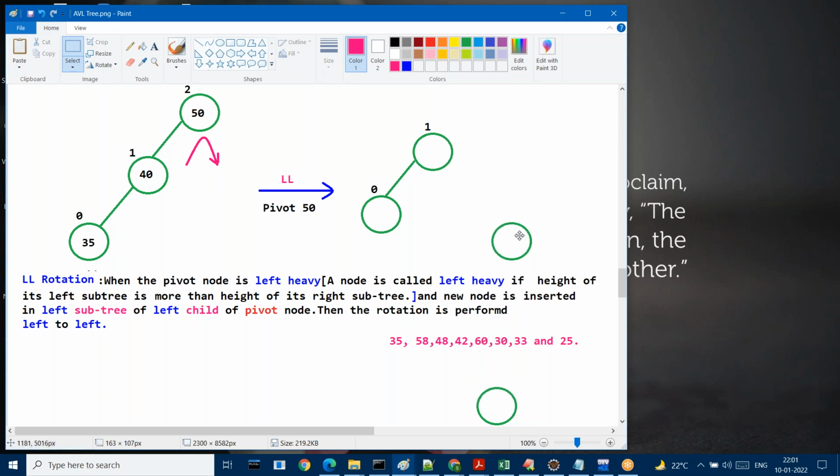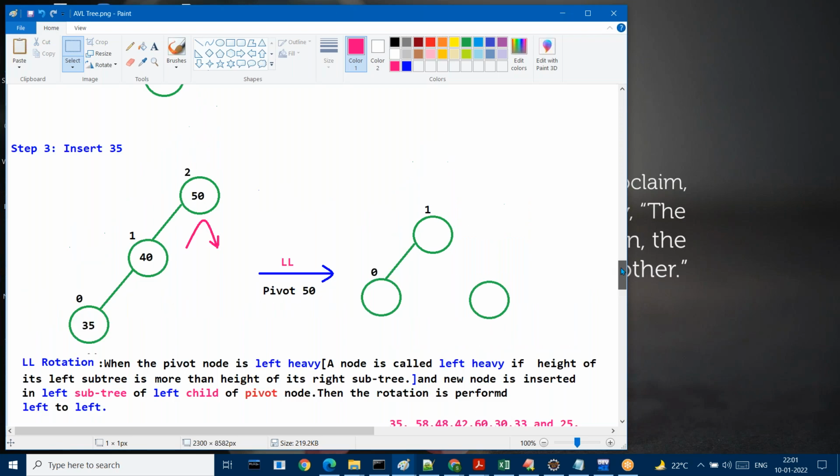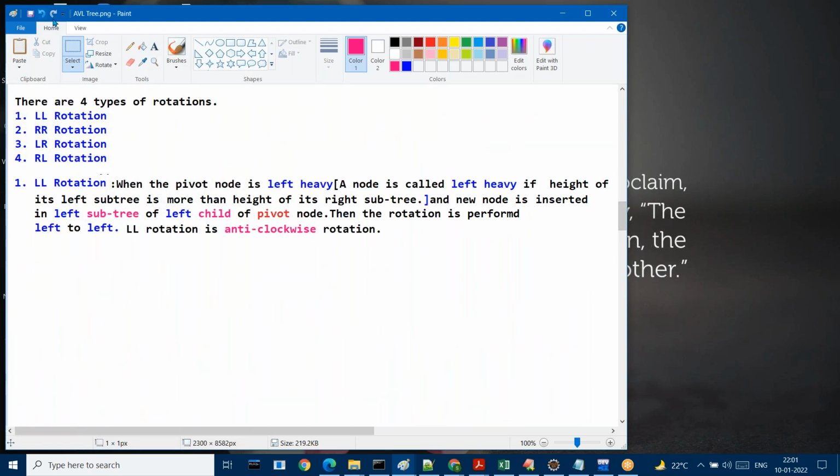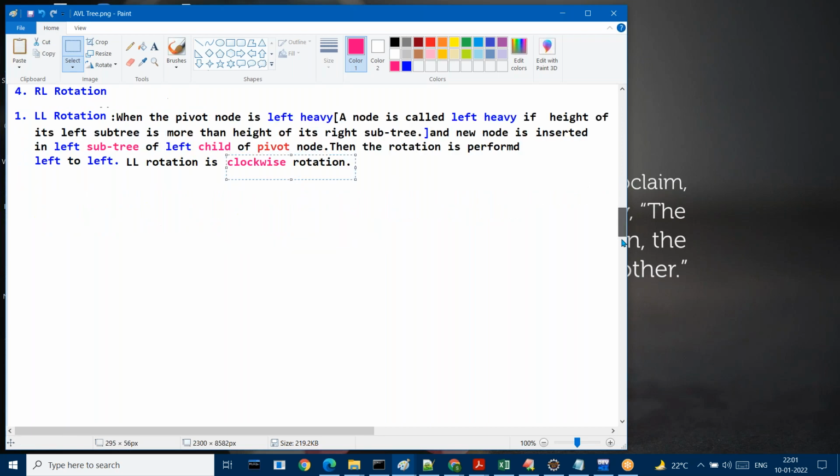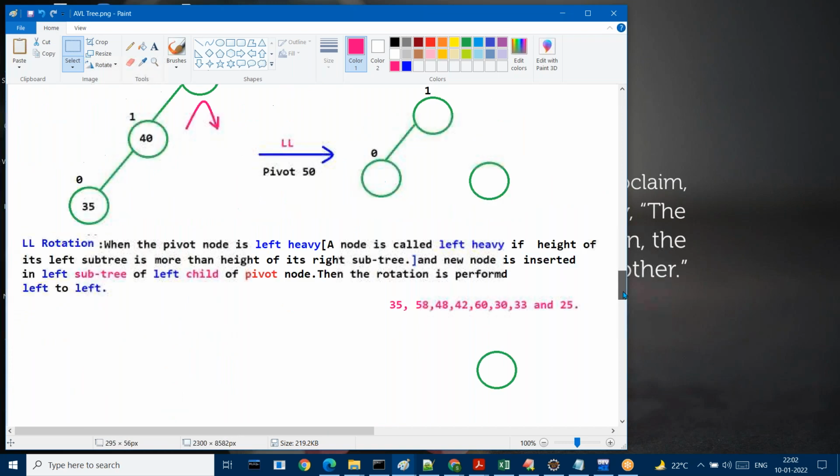If 40 becomes root, who will be coming to the... oh sorry, this is a clockwise rotation. No, I made a mistake here. This is clockwise, not anti-clockwise. Clockwise rotation, sir. LL rotation is a clockwise rotation.